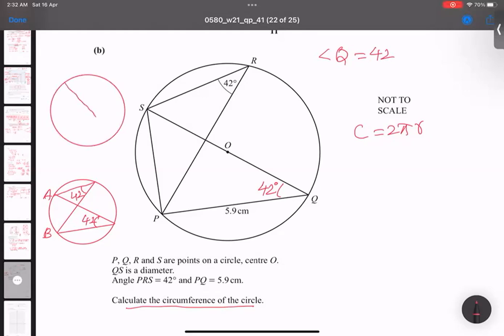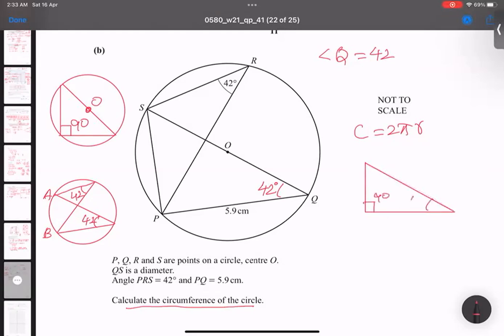Whenever we have a diameter, diameter means the line always goes through the center of the circle. When a point is joined here and here, this angle is always 90 degrees. Not just here, anywhere you make it. So it means we have a right angle triangle. I'm going to show you. This is a right angle triangle, and this is 90 degrees.